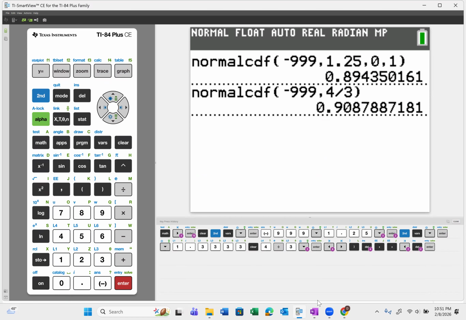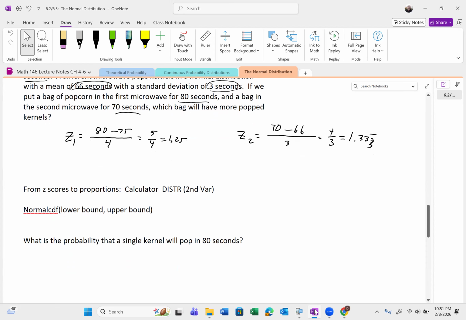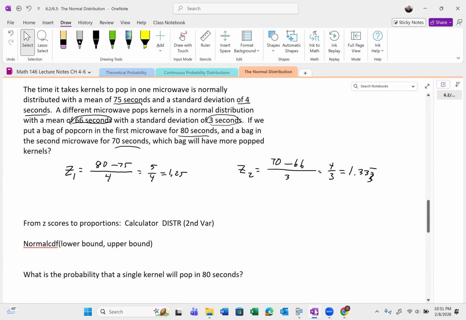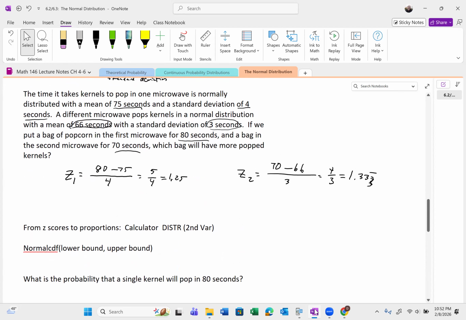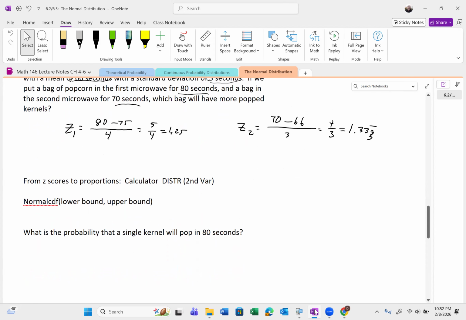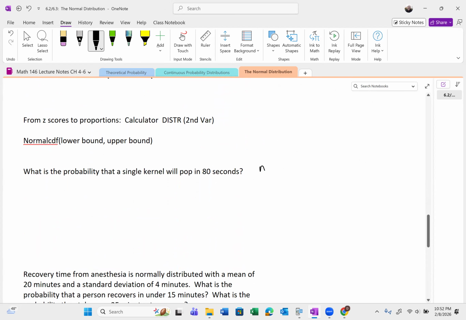Okay. So back to this. The normal CDF is typically the command that we use in there. So let's do the first microwave up there, where the mean is 75 and the standard deviation is 4. So I want to do normal with a mean of 75 and a standard deviation of 4.